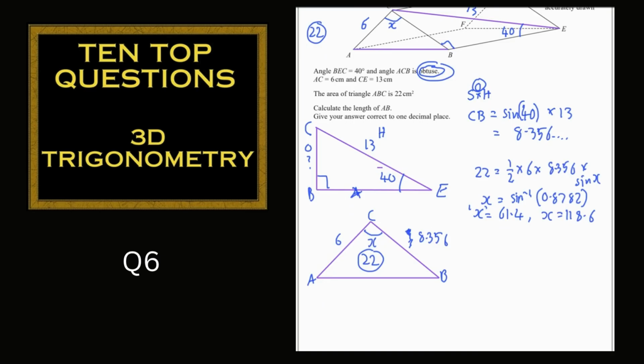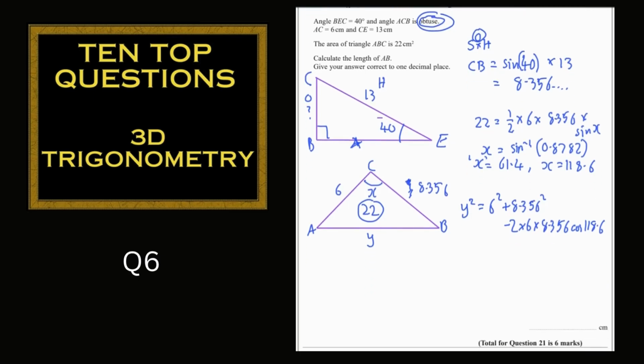You've got this angle, 118.6. You've got the two sides adjacent. You want the opposite. It's cosine rule. So the cosine rule says that the opposite side squared is equal to the other two sides squared and added, minus 2 times the product of these sides times the cos of the angle between them. Be careful with your brackets.